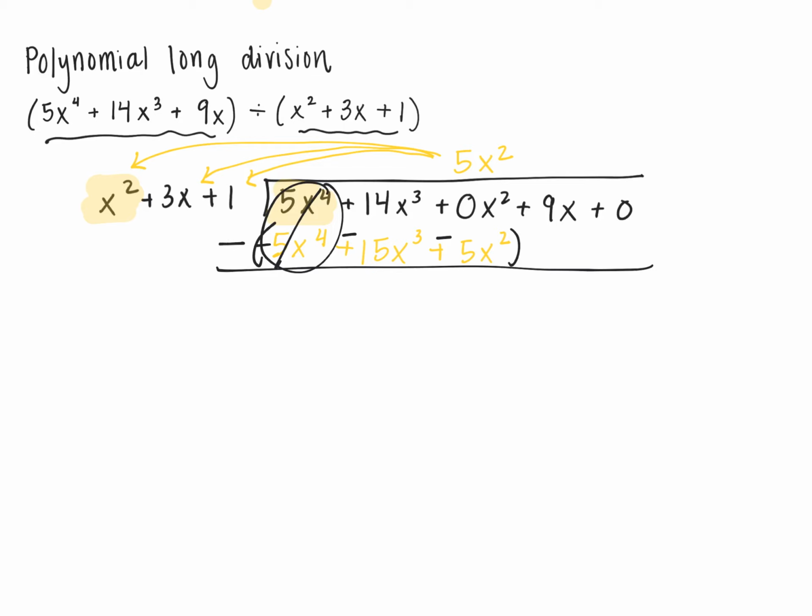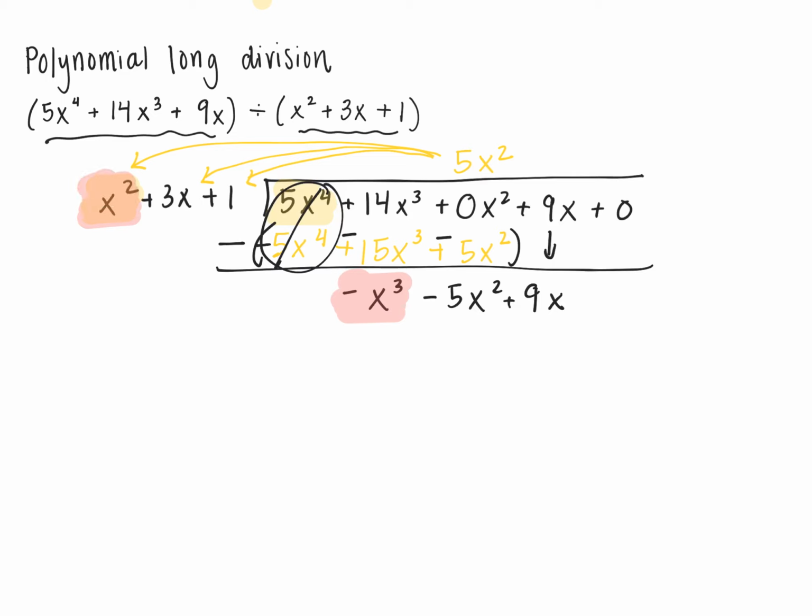14x cubed minus 15x cubed is negative x cubed. 0x squared minus 5x squared is still minus 5x squared. And then we're going to bring down the next term. Just like how we started, we're going to look at the first terms again. I see negative x cubed and x squared.